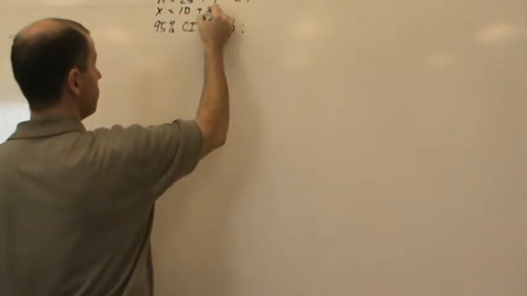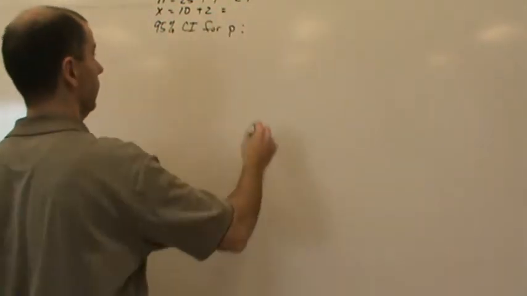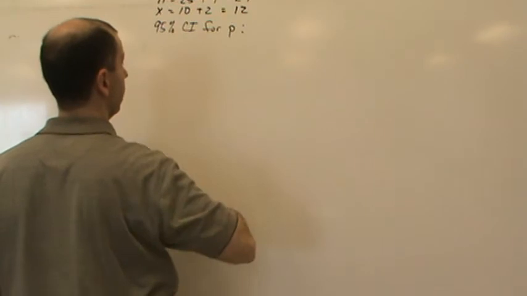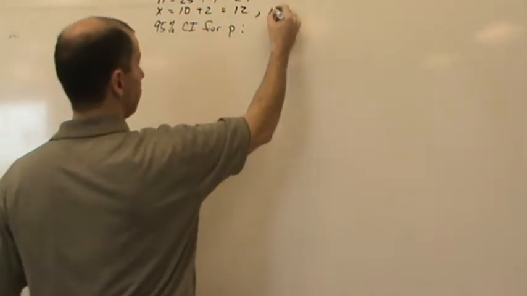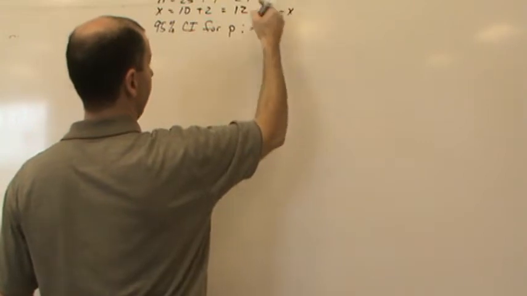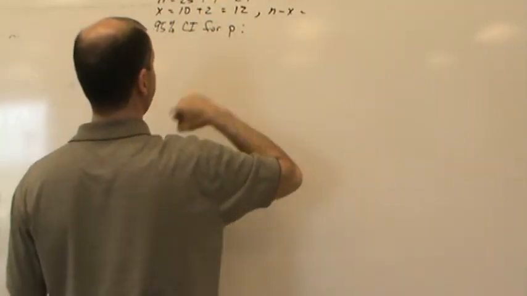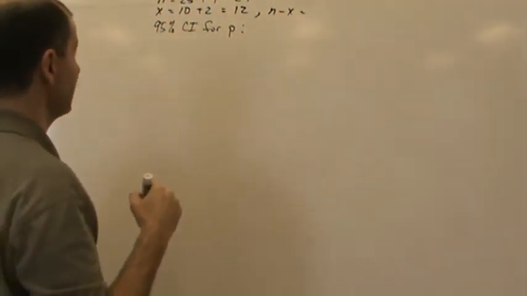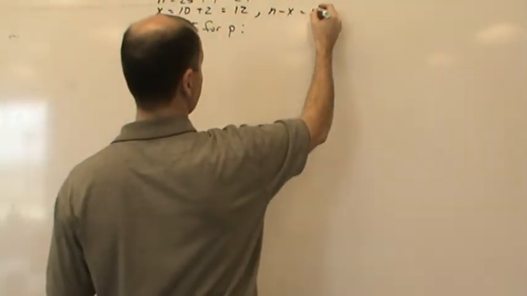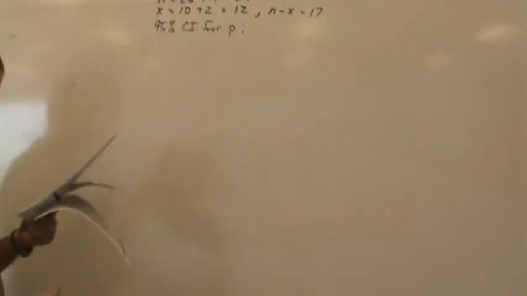And we're going to add 2 successes to the 10, so 2 more people that smoke, and that'll make this 12, which means that N minus X, the new N, is going to be what? Well, it's going to be 17. Okay, so that's the new information.